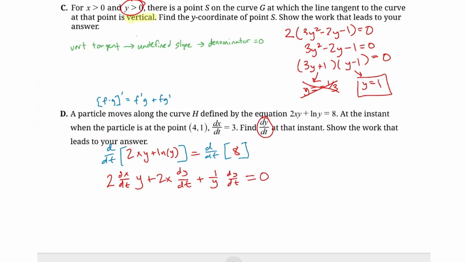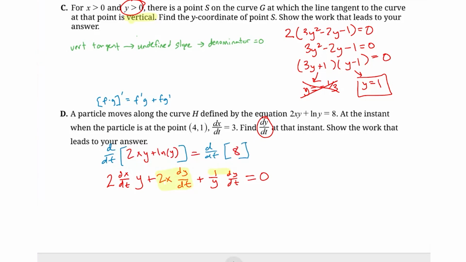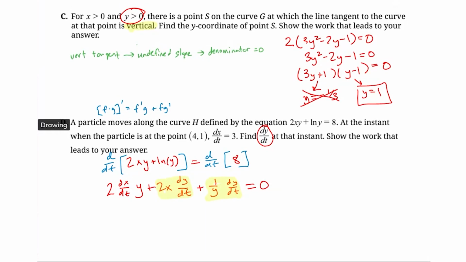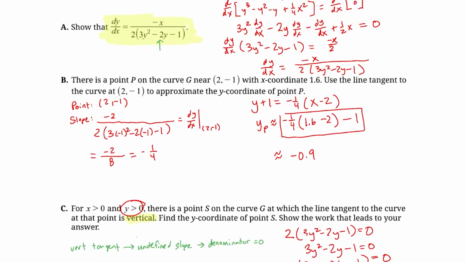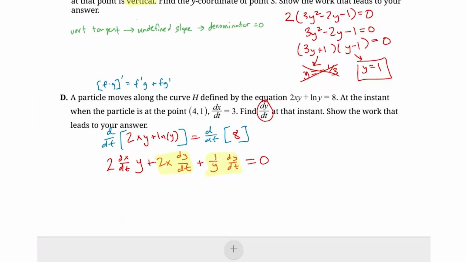So we're trying to find dy/dt at this instant. So we need to isolate dy/dt. And so we see that there are a total of two terms that have the dy/dt. We've got this 2x and we've got the 1 over y. And so we're going to factor the dy/dt out of that expression. And then we're going to move everything else to the right-hand side, kind of like we did up here with the first problem. So I'm going to factor out that dy/dt.